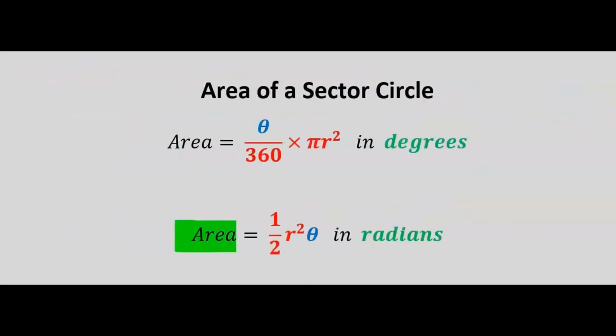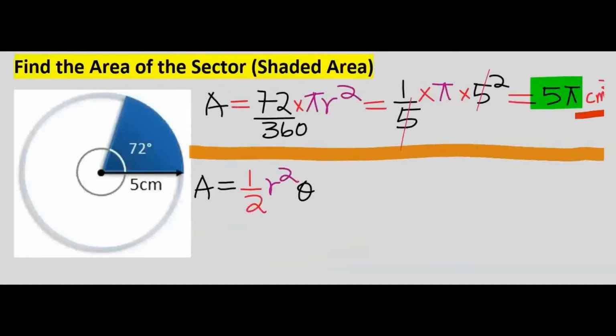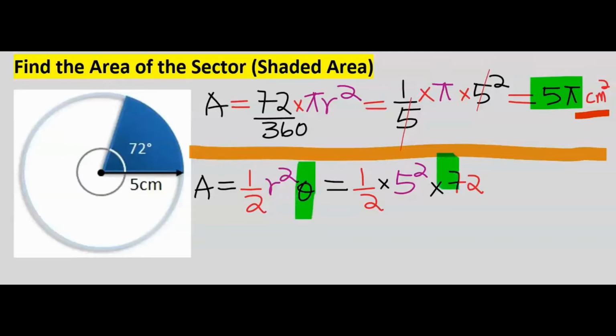Next, let's use the formula for the radians to see if we can get the same answer. The first step is to write out the area in radians. First step is to substitute. But here we have a problem. This angle is in radians, not in degrees. But 72 is in degrees. To convert the degrees to radians, we need to multiply the degrees by pi over 180. By this conversion, we can go ahead to simplify.